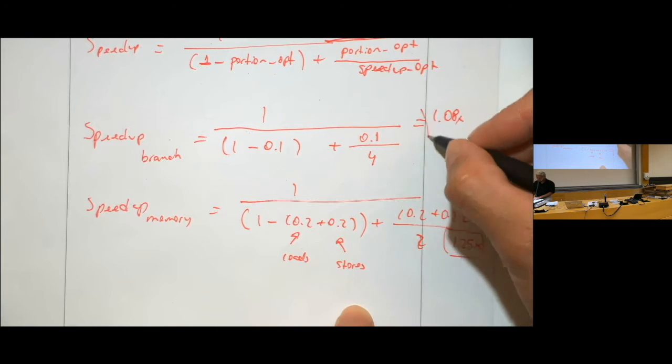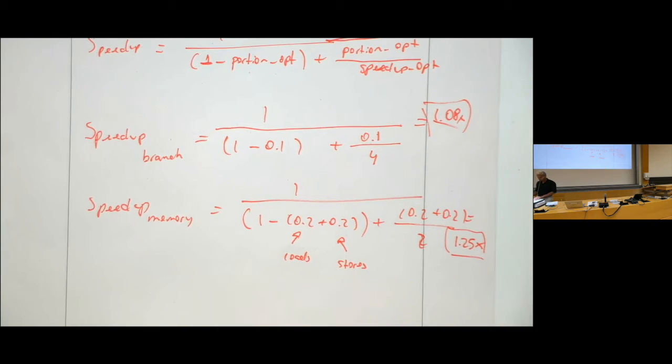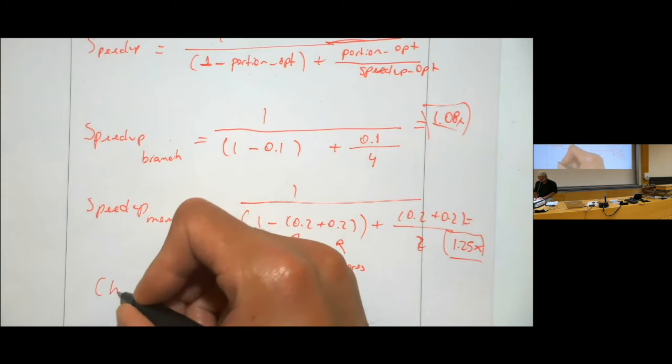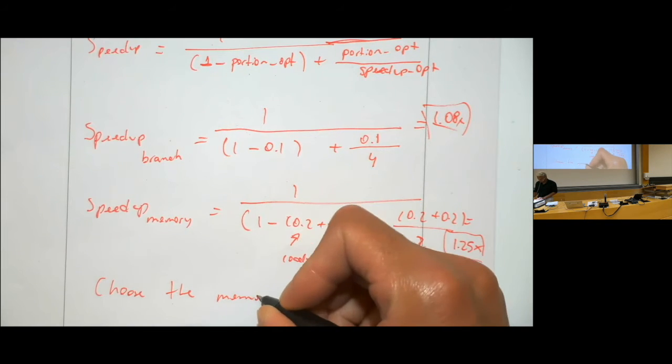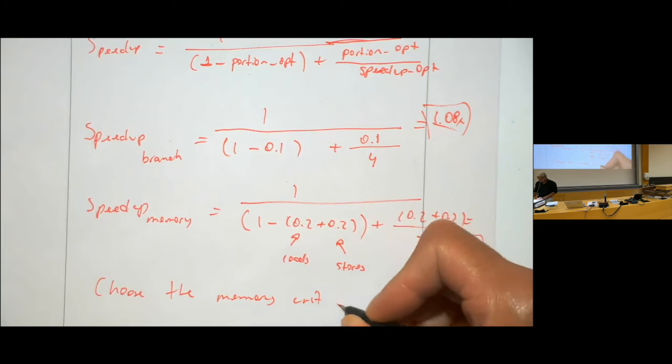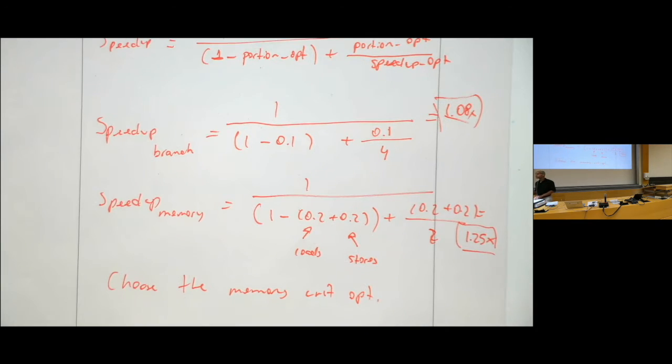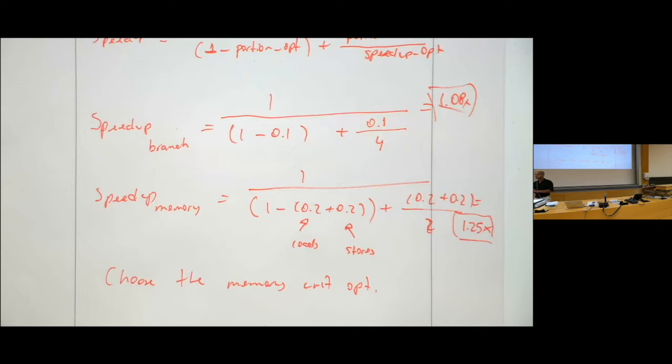So you pick the one that gives you the highest speedup, right? So you choose the memory unit optimization. So it's basically this. Is there any question?